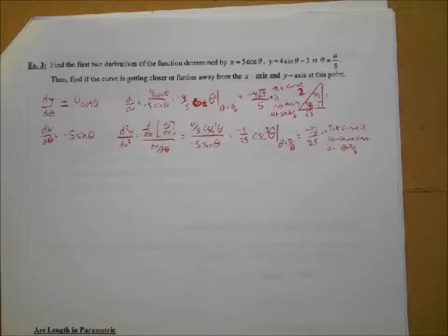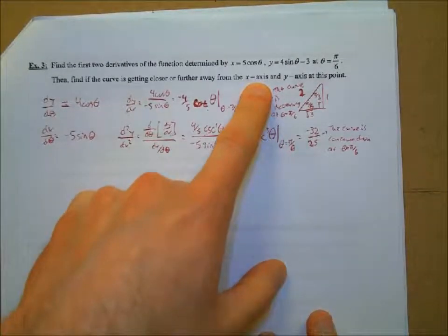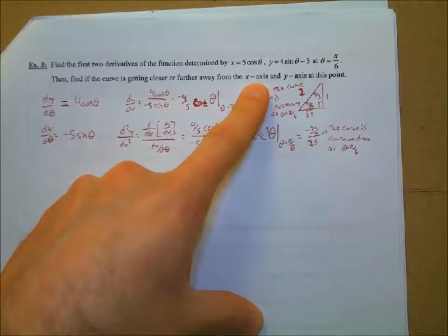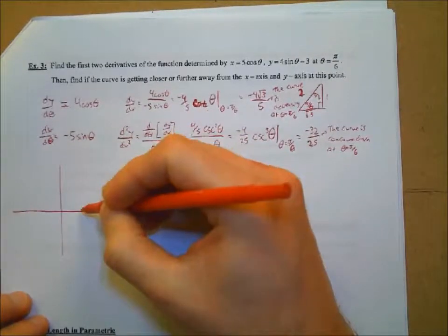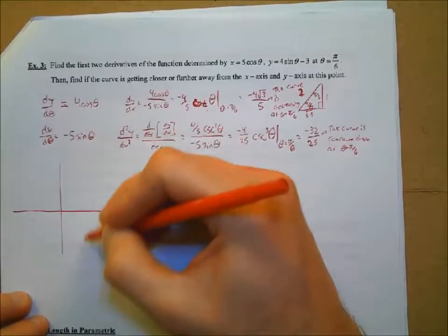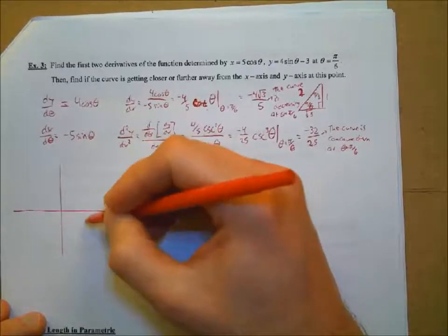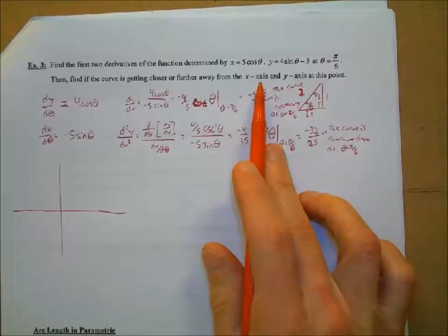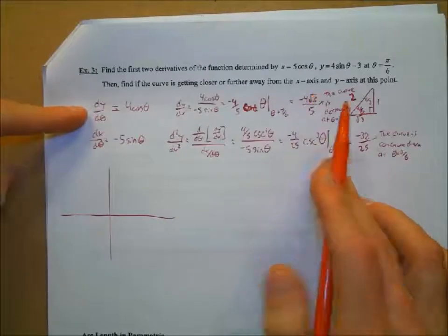So what will help us determine, let's just start with getting closer to the x-axis. So if we're getting closer to the x-axis or getting further away from the x-axis, that's like a vertical motion, right? Because the x-axis, that's right here. If we're getting close to the x-axis, that means we're moving in towards it vertically, okay? Or if we're getting further away from the x-axis, that means we're moving away from it vertically. And so to determine if we're getting closer or further away from the x-axis, we need to look at the y's. dy d theta, okay? How is dy d theta changing?